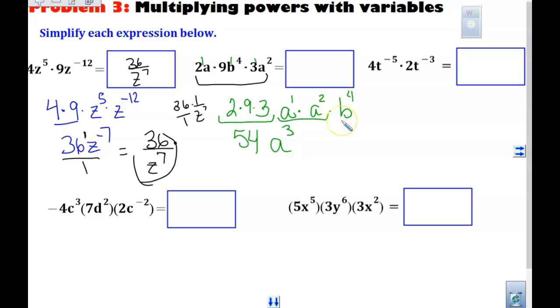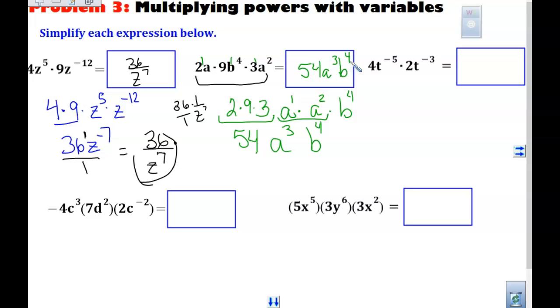I have nothing else with the B, right? So I just keep it as B to the fourth. And my answer is 54, A to the third, B to the fourth. You're going to do the regrouping. Show it. It's so easy to put it all in your calculator, but then if you make a mistake, at least I see how you did it.